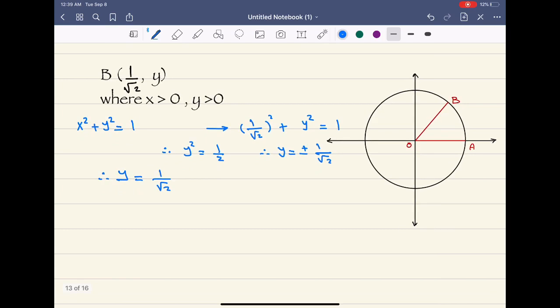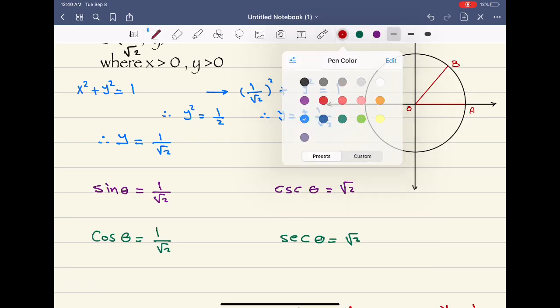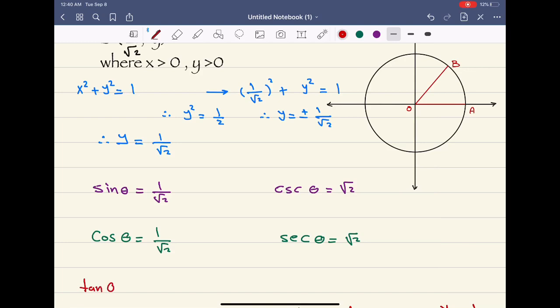Therefore, sine theta equals 1 over root 2 and cosec theta equals root 2, and cosine theta equals 1 over root 2 and sec theta equals root 2, and tan theta equals 1 over root 2 over 1 over root 2, which equals 1.